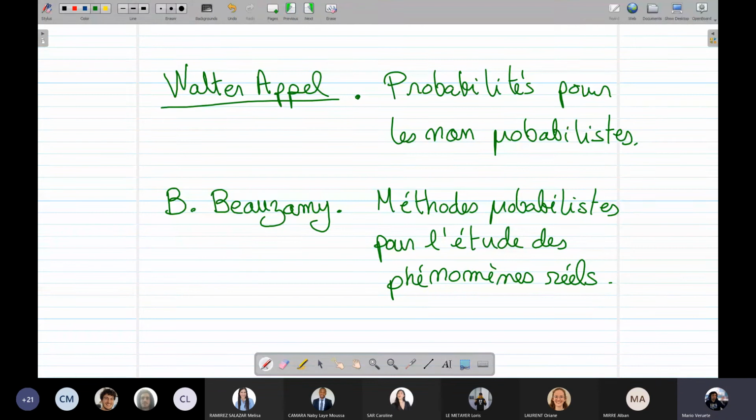Okay. So this is the introduction of the book Méthode probabiliste pour l'étude des phénomènes réels, from Bernard Bozamy, the second book.